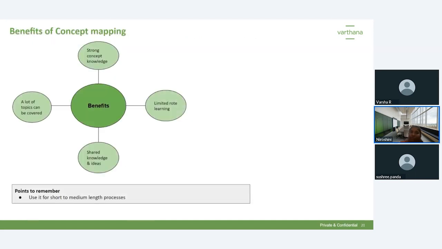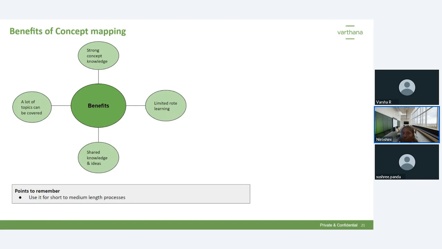Now let's look at what could be some of the benefits concept mapping will have, and where this has to be applied and where not. We will also look at it. So when we talk about the benefits of concept mapping, as I keep mentioning, it deepens the understanding.